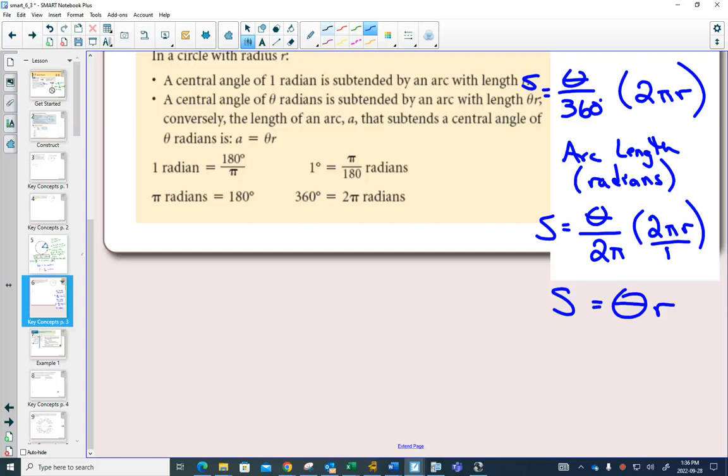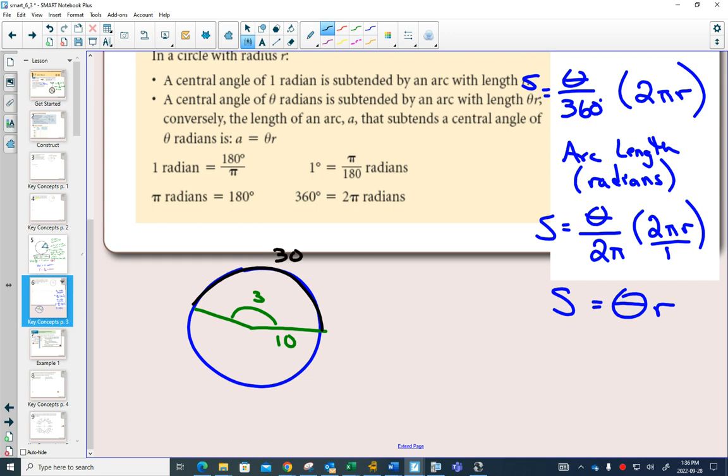This formula, though, only works in radians. If you know the angle in degrees, it won't help you. So that tells me if I have a circle, and if I pick an arc angle of 3 radians, and the radius is 10, I know that this length is 30.